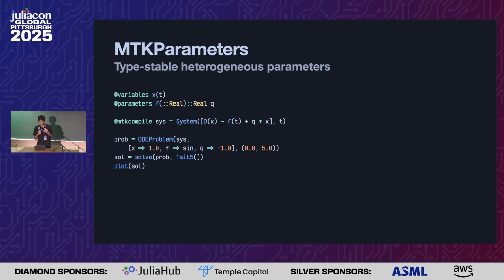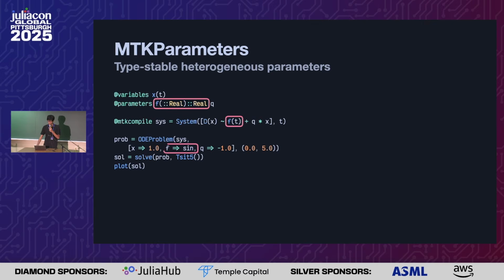What it really lets us do is have type-stable heterogeneous parameters. So we can have different parameters of different types. They don't even have to be numbers. In this example, you can see that I have a parameter f there. It's a function that takes a real value and returns a real value, and it's any arbitrary function. I can use it in my code, so I can call it as f of t or f of x or f of 2x plus y plus z, or really whatever expression.